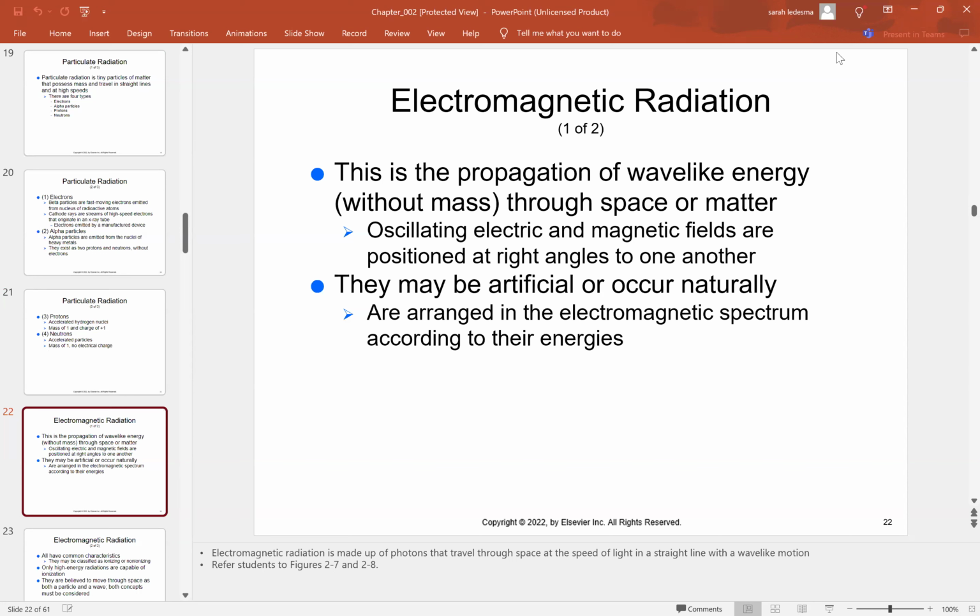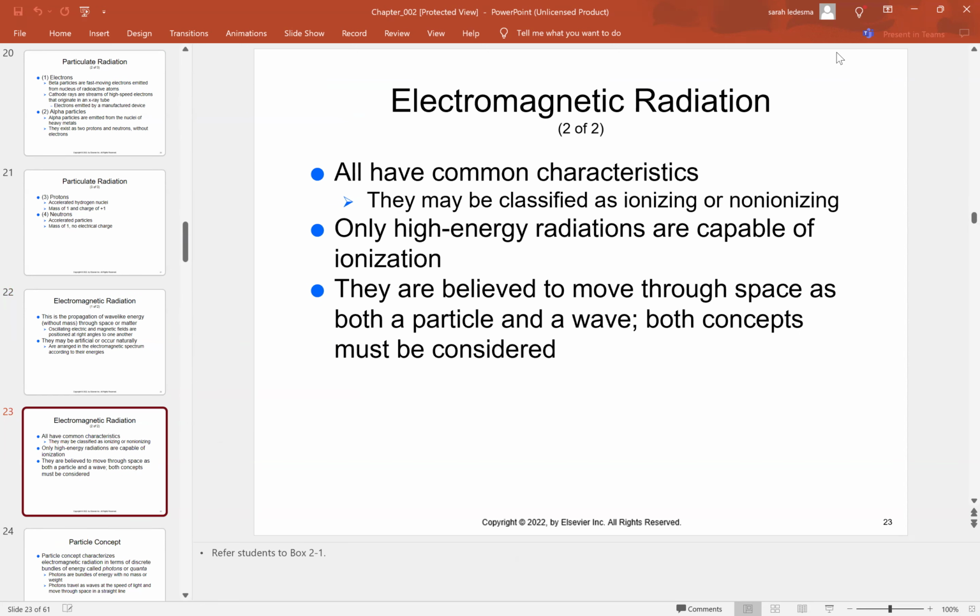Electromagnetic radiation. This is the propagation of wave-like energy without mass through space or matter. It may be artificial or occur naturally. They all have common characteristics. Only high energy radiation is capable of ionization, and it is believed to move through space as both a particle and a wave. Both components must be considered.